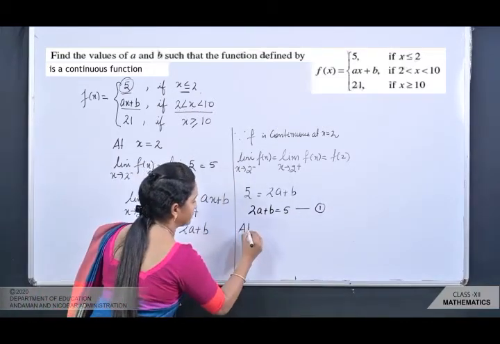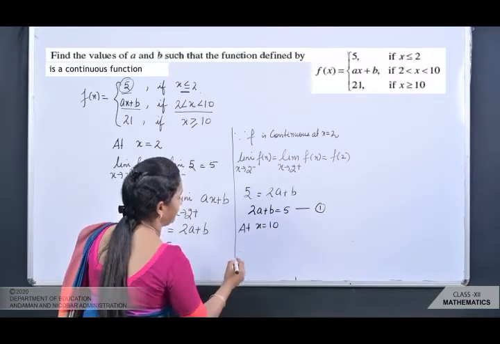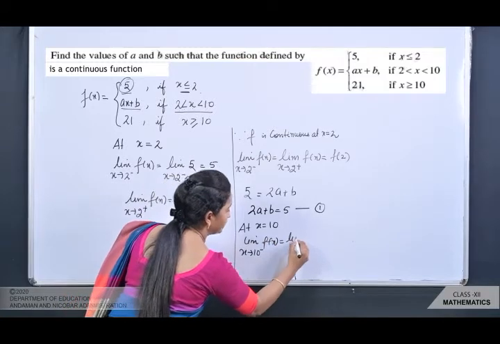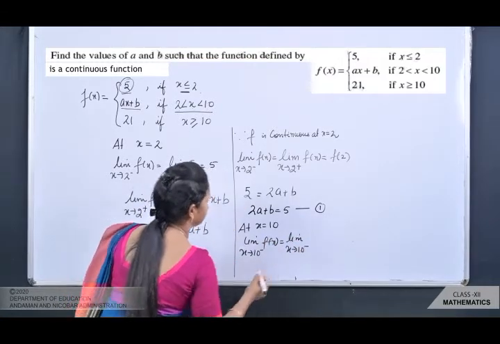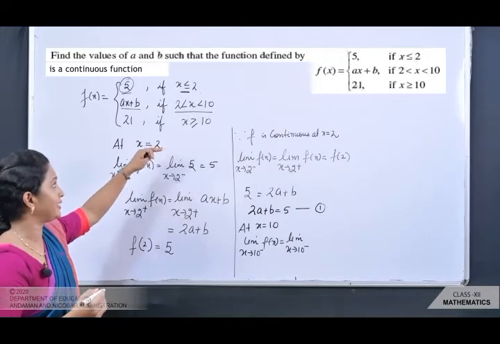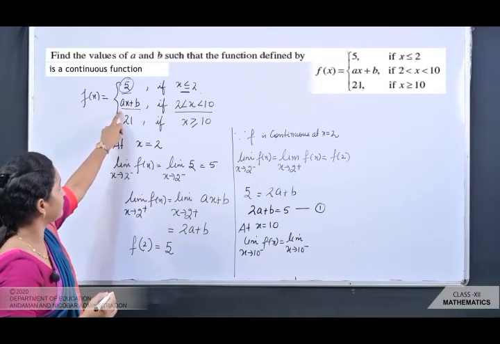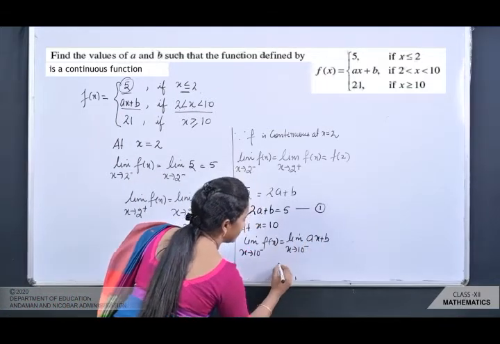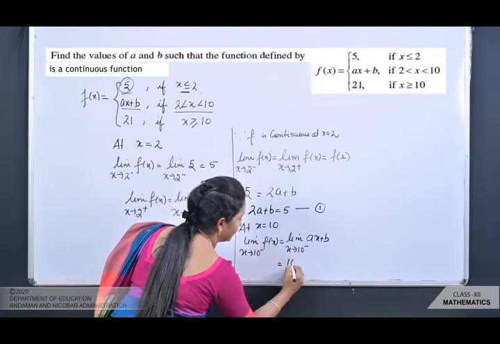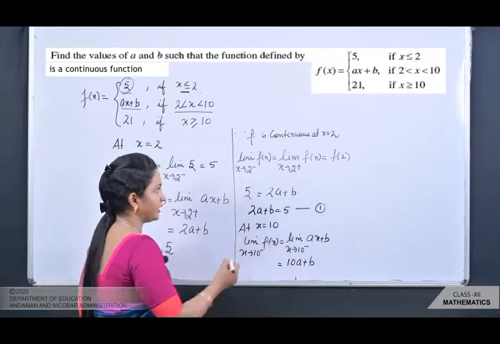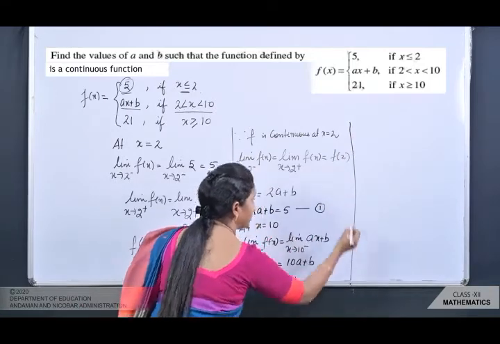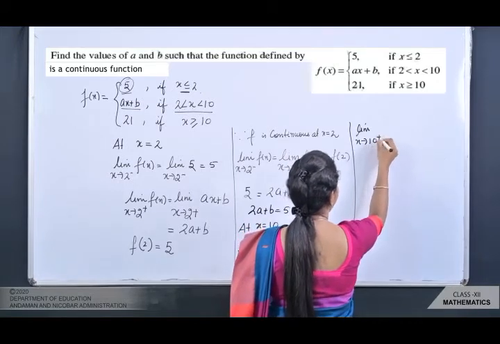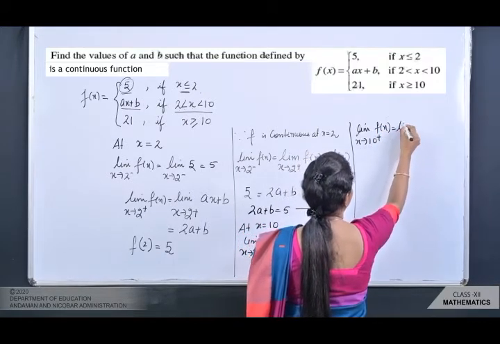Same way we will find at x is equal to 10. Again हम find out करेंगे limit x tends to 10 minus f(x) is equal to limit x tends to 10 minus. 10 minus means the value which are lesser than 10. So which condition you are going to take? You are going to take the value of the function as ax plus b. So ax plus b, substitute in place of x 10, you are going to get 10a plus b. Correct?